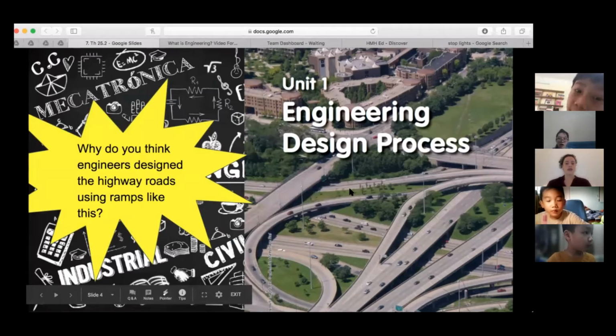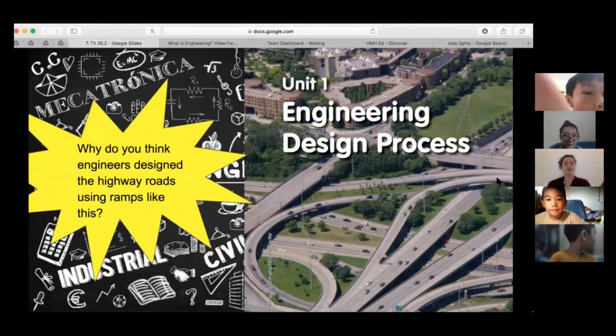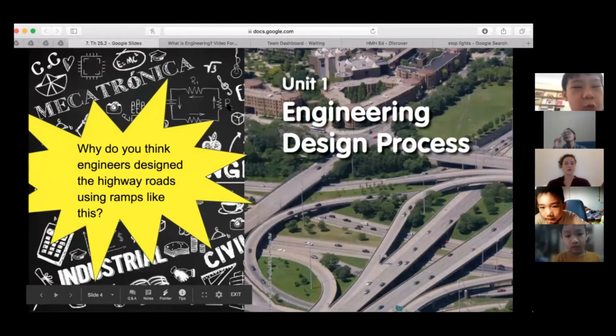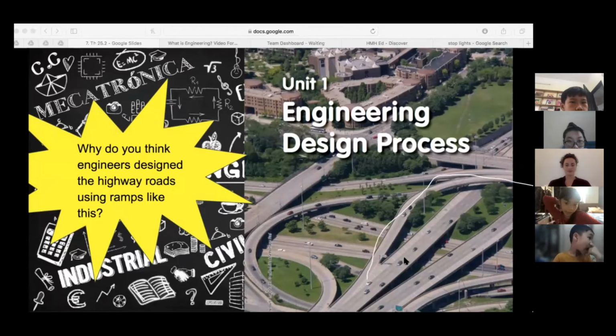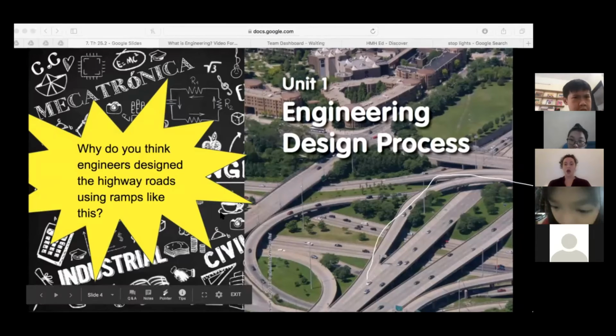So why do you think the engineers designed the roads with ramps? Why do you think engineers designed the roads with ramps like these? What do you think? Raise your hand if you want to answer. Why do you think the engineers designed it like this? Cherry, what do you think? I think it's so the car can go to this street, go to another street. Excellent, exactly.